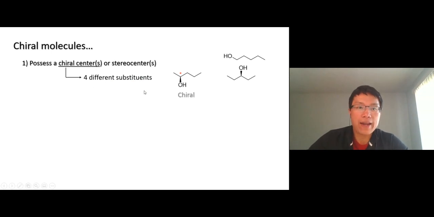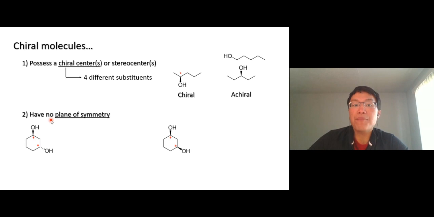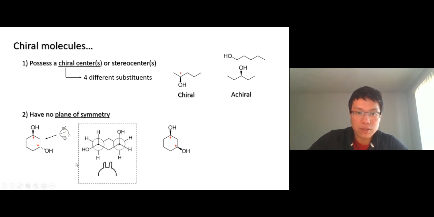Okay. And 2, it must have no plane of symmetry. We're going to spend a little bit of time on plane of symmetry later, okay? But it also must have no plane of symmetry. Look at this guy. This guy right here has 2 chiral centers, 4 different substituents, and doesn't have a plane of symmetry. If I have Tusky look through the molecule from that direction, he's going to see it like this. On his right hand, the OH points up, right there. On his left hand, the OH points down. So the OH points down, looks like that, equatorial right here. All right. So they don't have a plane of symmetry.